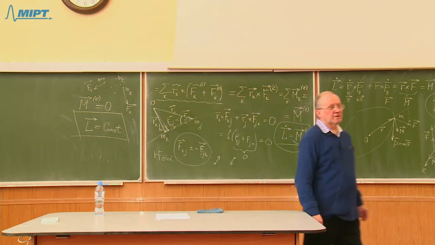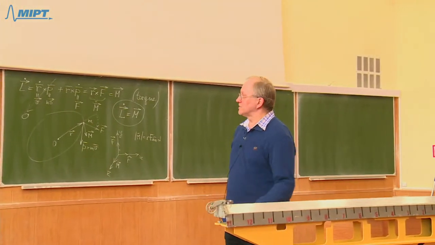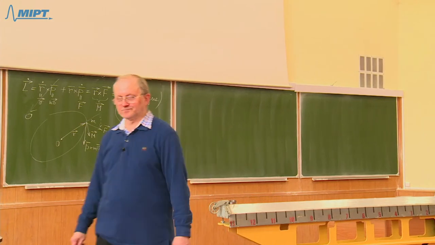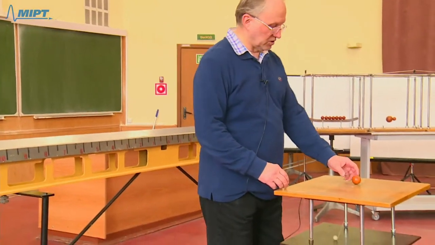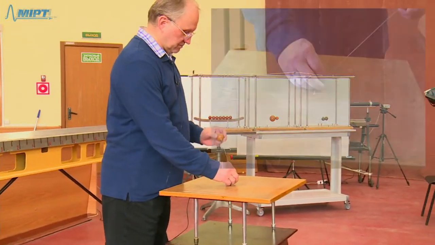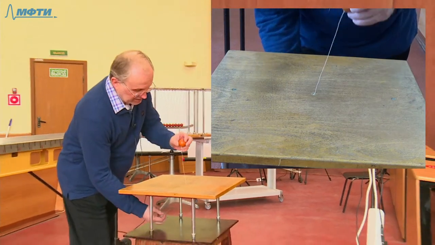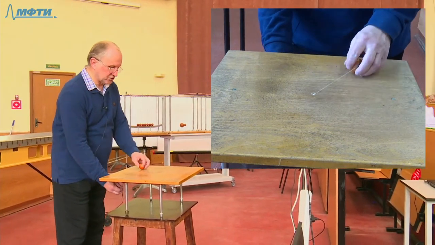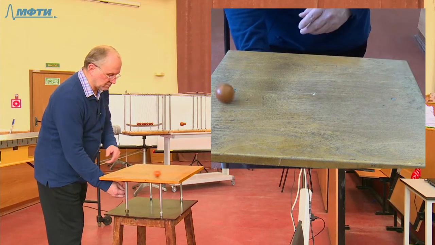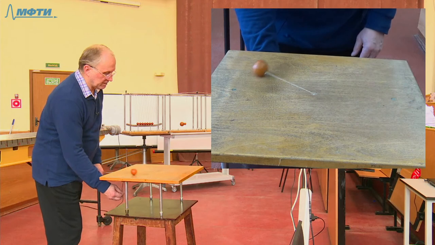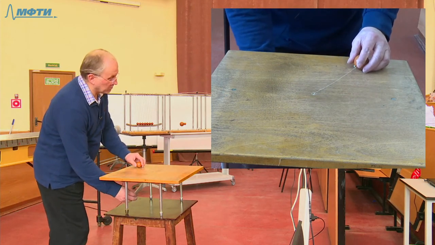I will show you a simple experiment demonstrating the law of conservation of angular momentum. That's a small ball on a thread, and there is a small hole in the center of this table. And if I allow the ball to move, what forces act on this ball?